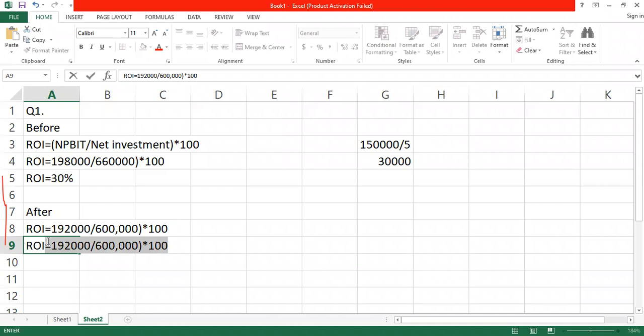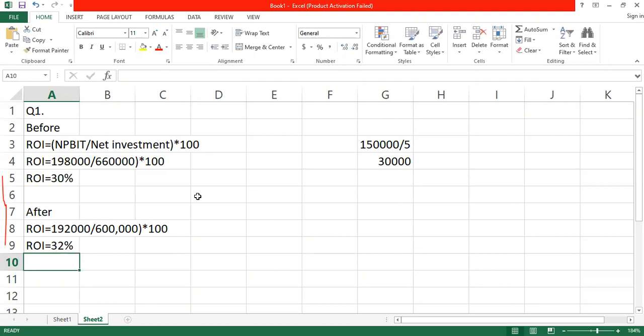So this one, 192 divided by 600. You get 32%. So what are you going to say? Yeah, it's better off to dispose of the asset. Okay. So you can see that after scrapping the machine or the bus, the company is now having a higher return than it was there.